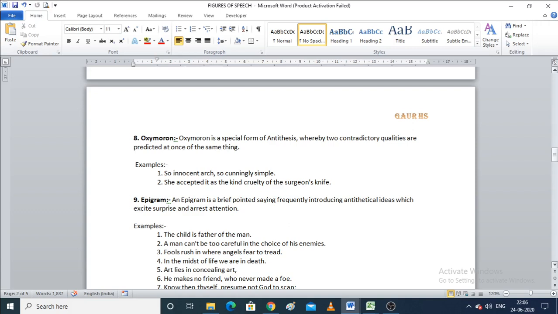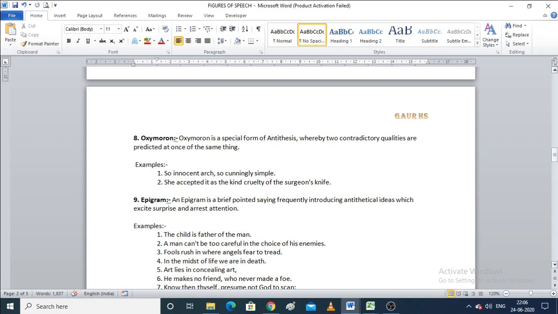So innocent art, so cunningly simple. So we are saying it is innocent also, and we are saying it is cunningly simple. Cunningly means cleverness, right? She accepted it as the kind of cruelty of the surgeon's knife.